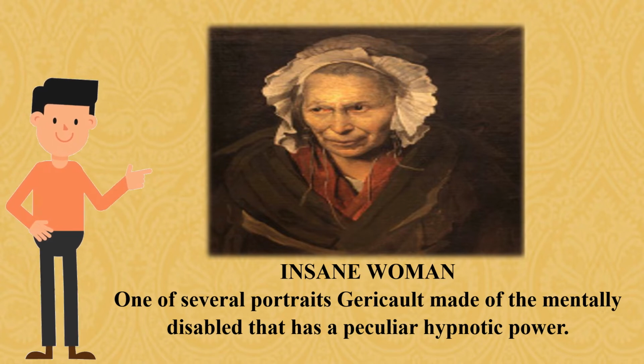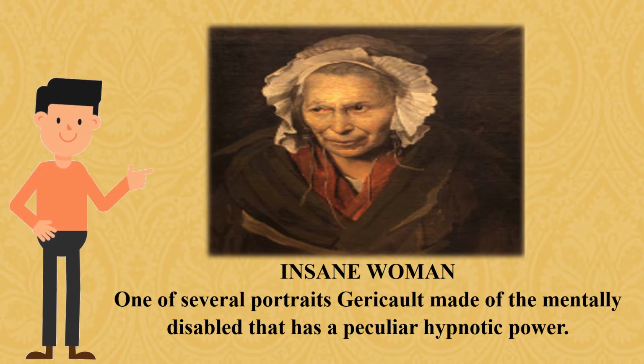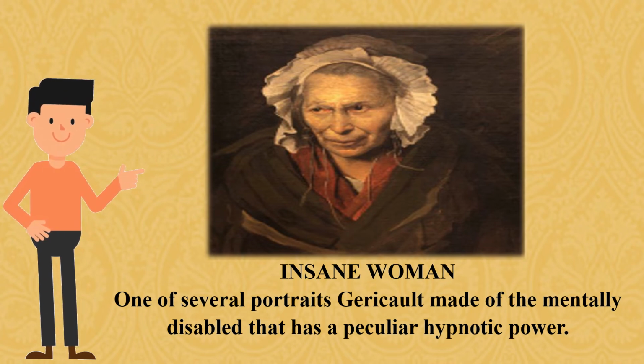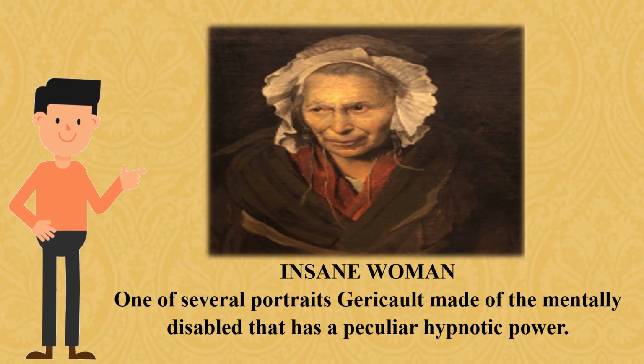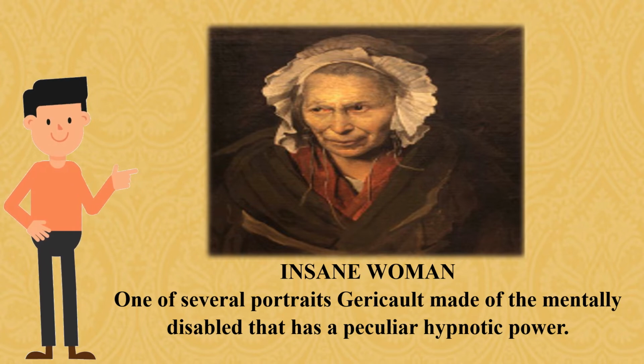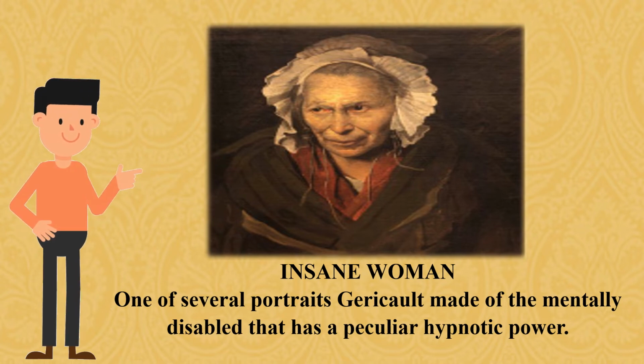The next one is The Insane Woman. From the word insane, it is clearly seen in the image that we can identify this woman as losing her ability to think accordingly. There are several portraits by Géricault made of the mentally disabled that have a peculiar hypnotic power. It is mentioned about hypnotism, or the ability to control oneself, or to persuade someone with your intention.